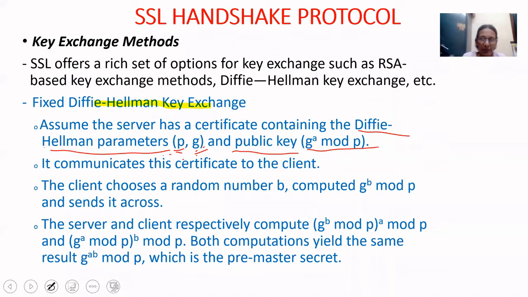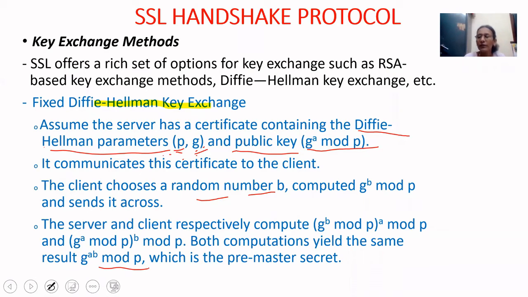Now in step 2, when the certificate is received, the client knows the P, G, and G to the power of A mod P of the server. Now the client chooses a random number B. It computes G to the power of B mod P, and it will send G to the power of B mod P to the server. Now what does the client do? It has got G to the power of A mod P, so it will raise that to the power of B, and it will get G to the power of AB mod P.